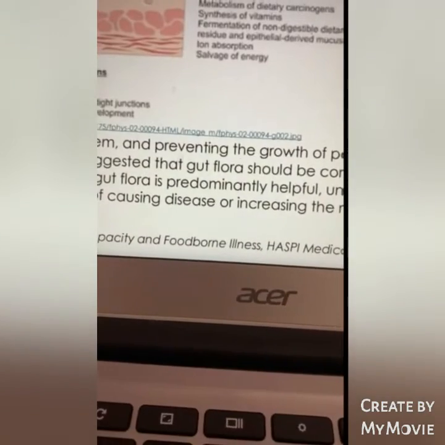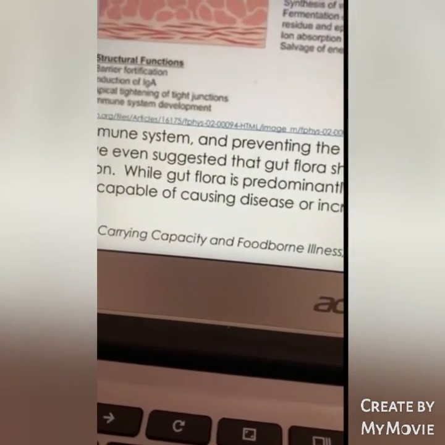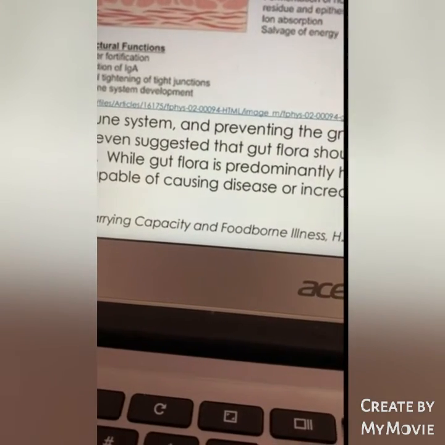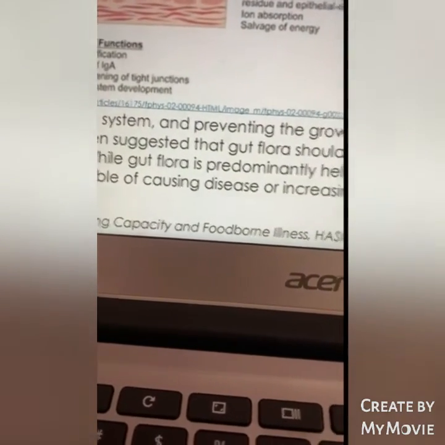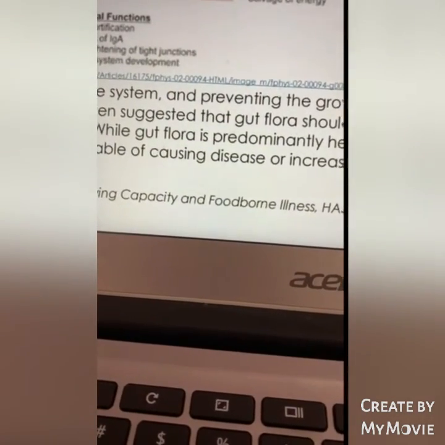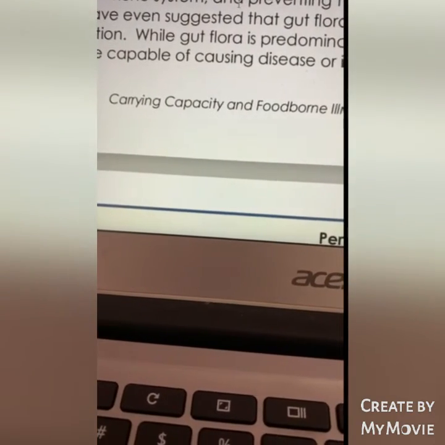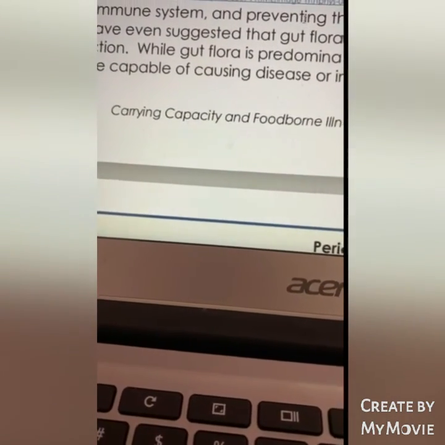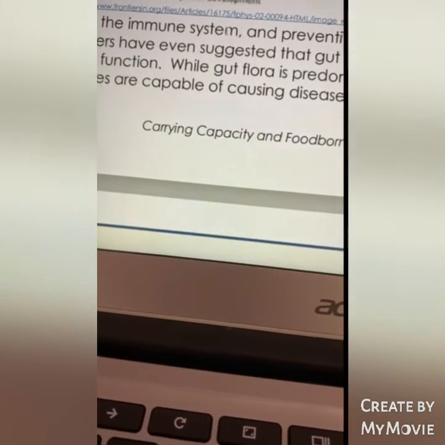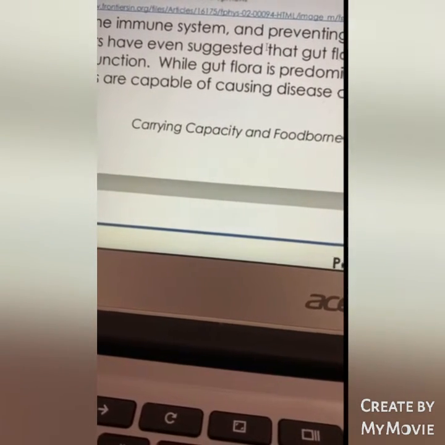While the fact that we are hosts to many microbial organisms may sound disturbing, gut flora is essential to a healthy digestive system. They are capable of producing vitamins, such as vitamin K, and protein, producing hormones that assist in fat storage, fermenting unused energy, boosting the immune system, and preventing the growth of pathogenic bacteria. Some researchers have even suggested that gut flora should be considered an additional organ due to its function.